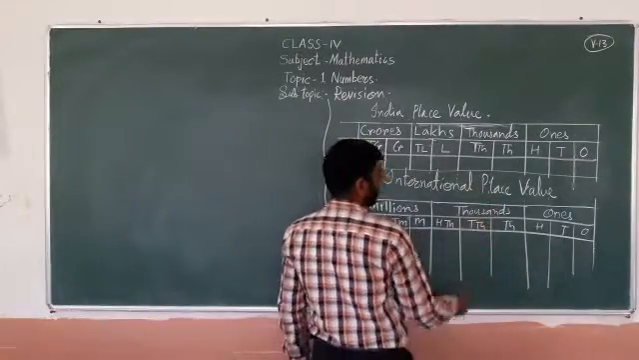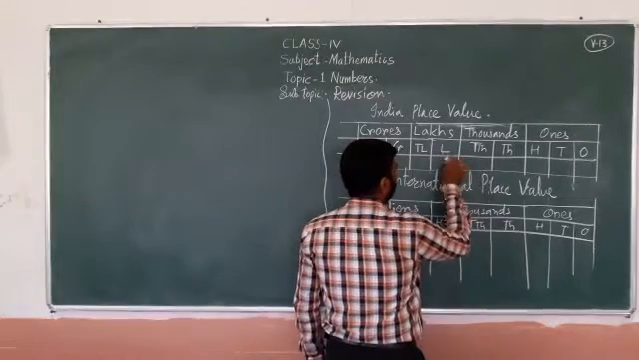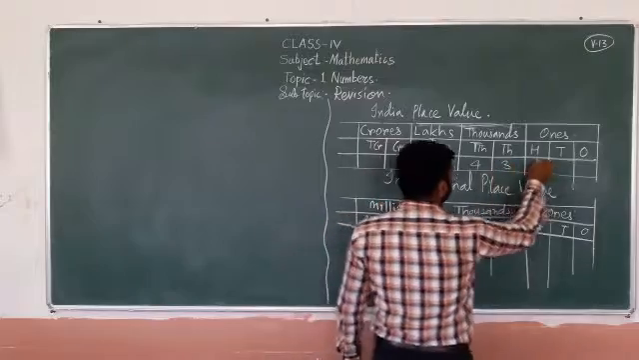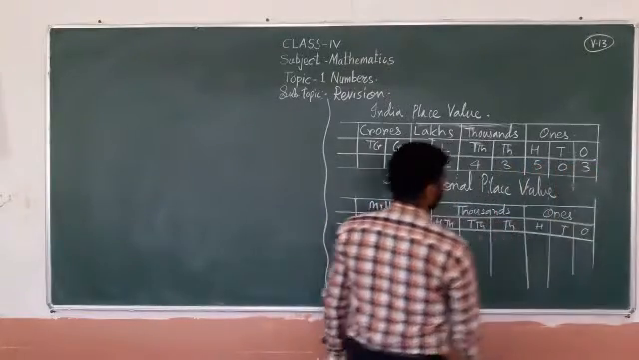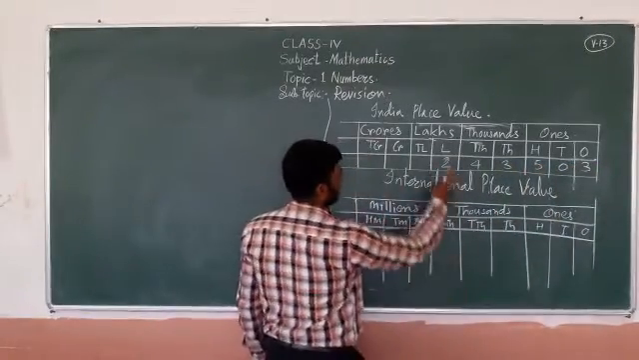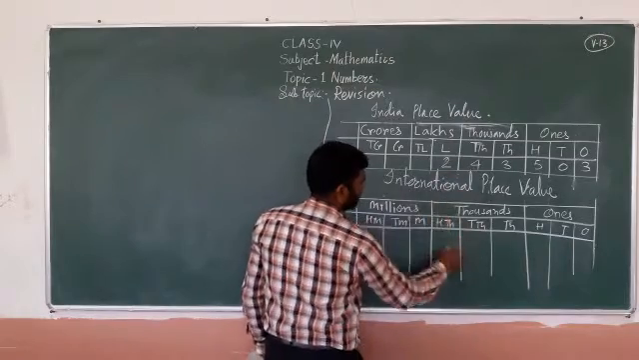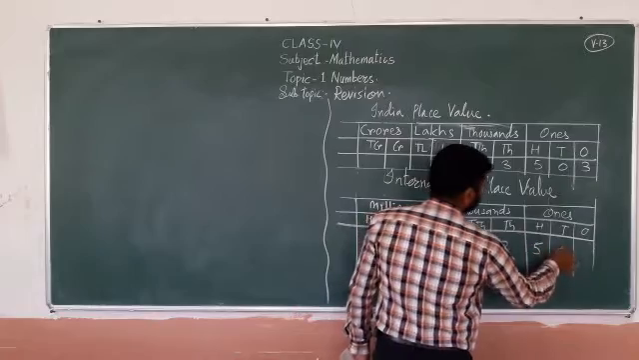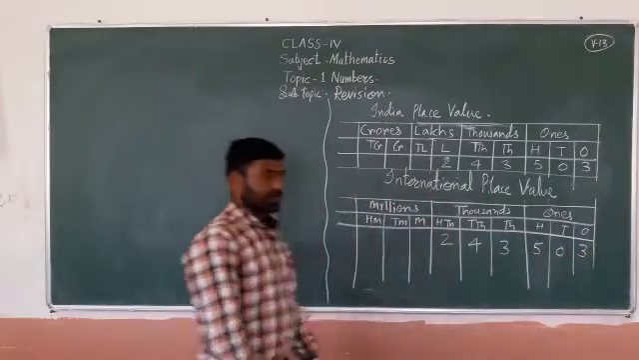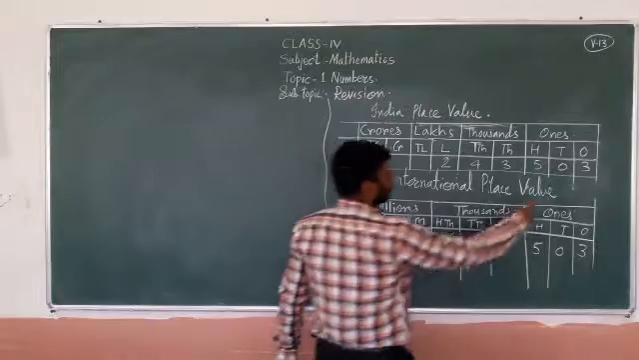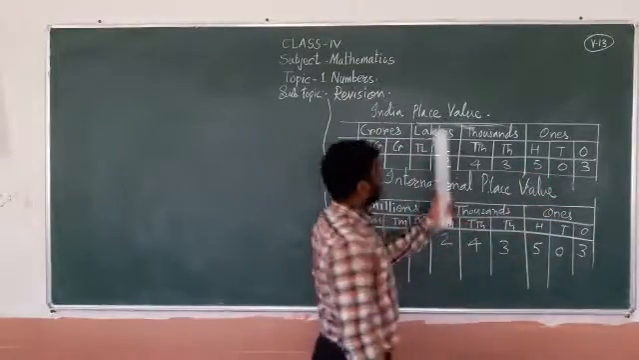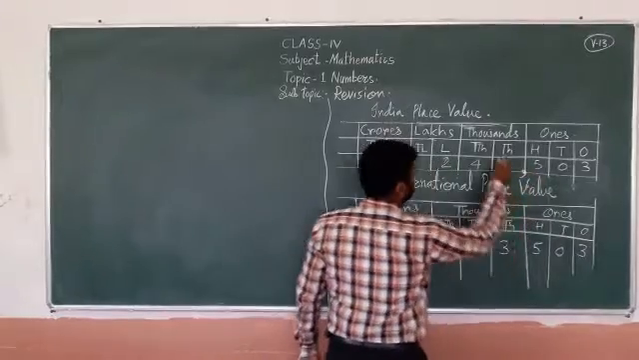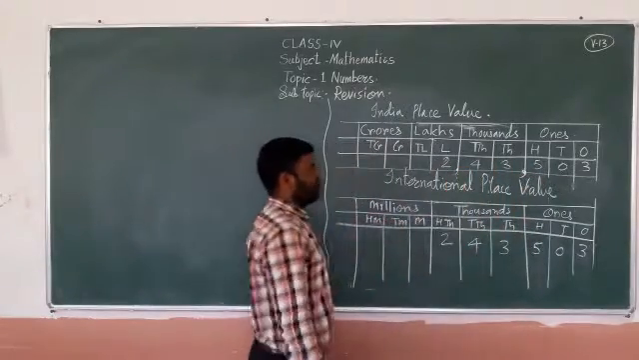First I will write up to lakh. Same number I will write here. See here, same 2 4 3 5 0 3. Now we will compare. First 3 digits, comma, because in Indian place value first period contains 3 digits, so comma, then 2 digits, then after 2 digits comma.